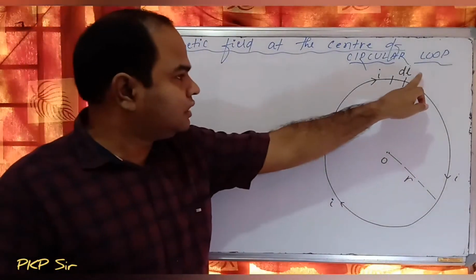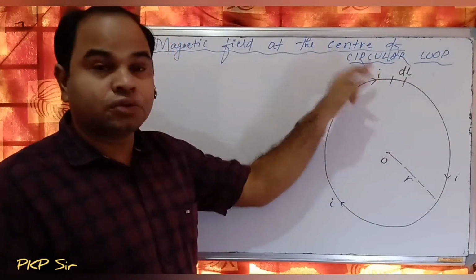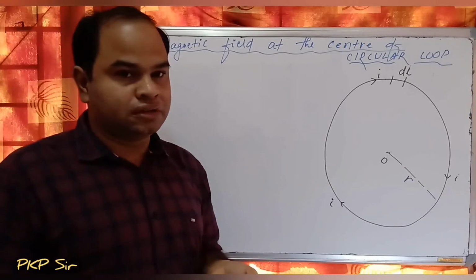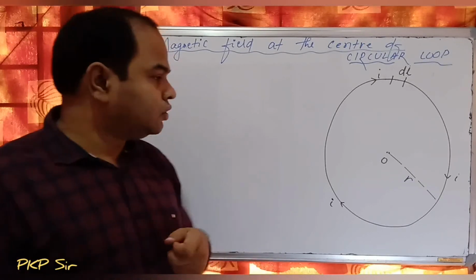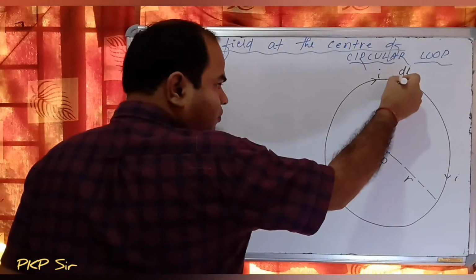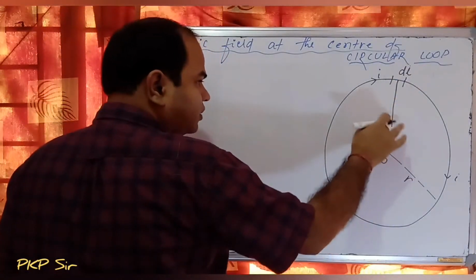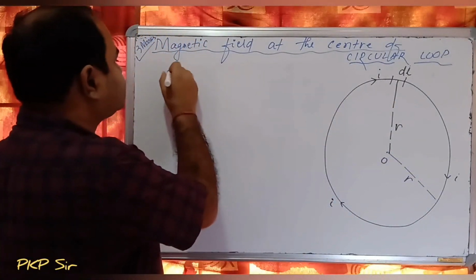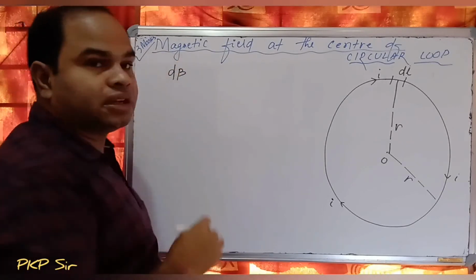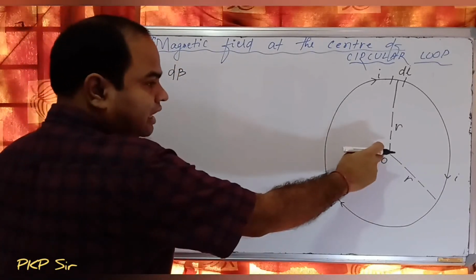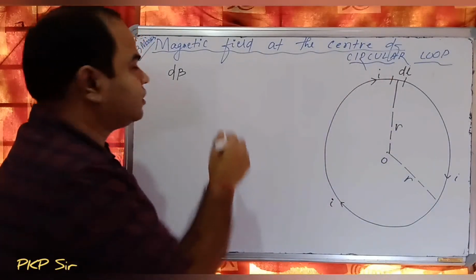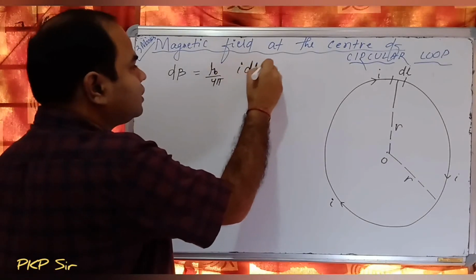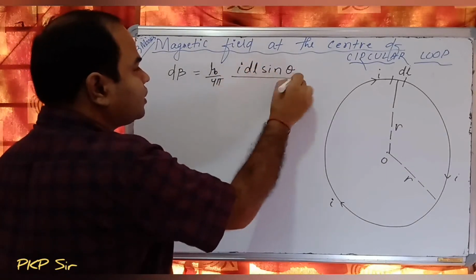So this small length dl is carrying current I. So it is a current element. So it will be producing magnetic field near it. So what will be the magnitude of magnetic field at the center, which is r distance from it? As per Biot-Savart's law, the small magnetic field produced at r distance from the current element will be mu naught by 4 pi I dl sin theta divided by r square.